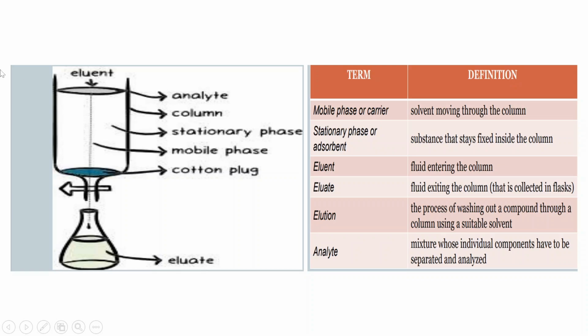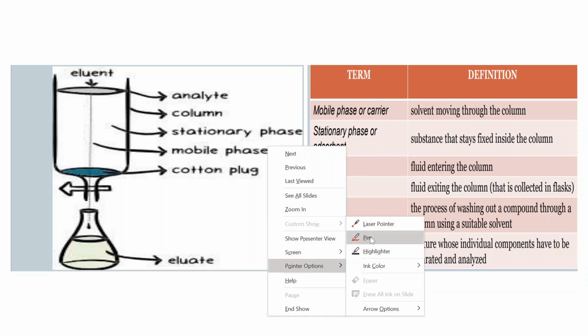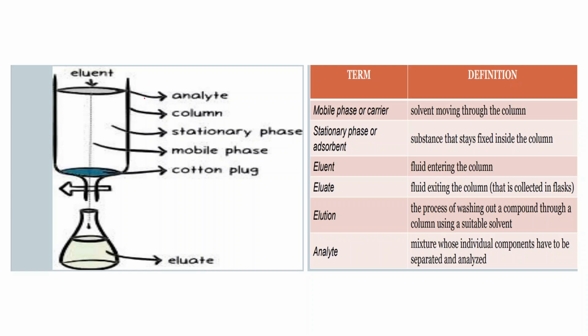So this is the column chromatography, and here you have different terms related to it. First one is the eluent. What is eluent? Eluent is nothing but your mobile phase. Eluent means fluid entering the column, or you can say it is the mobile phase.